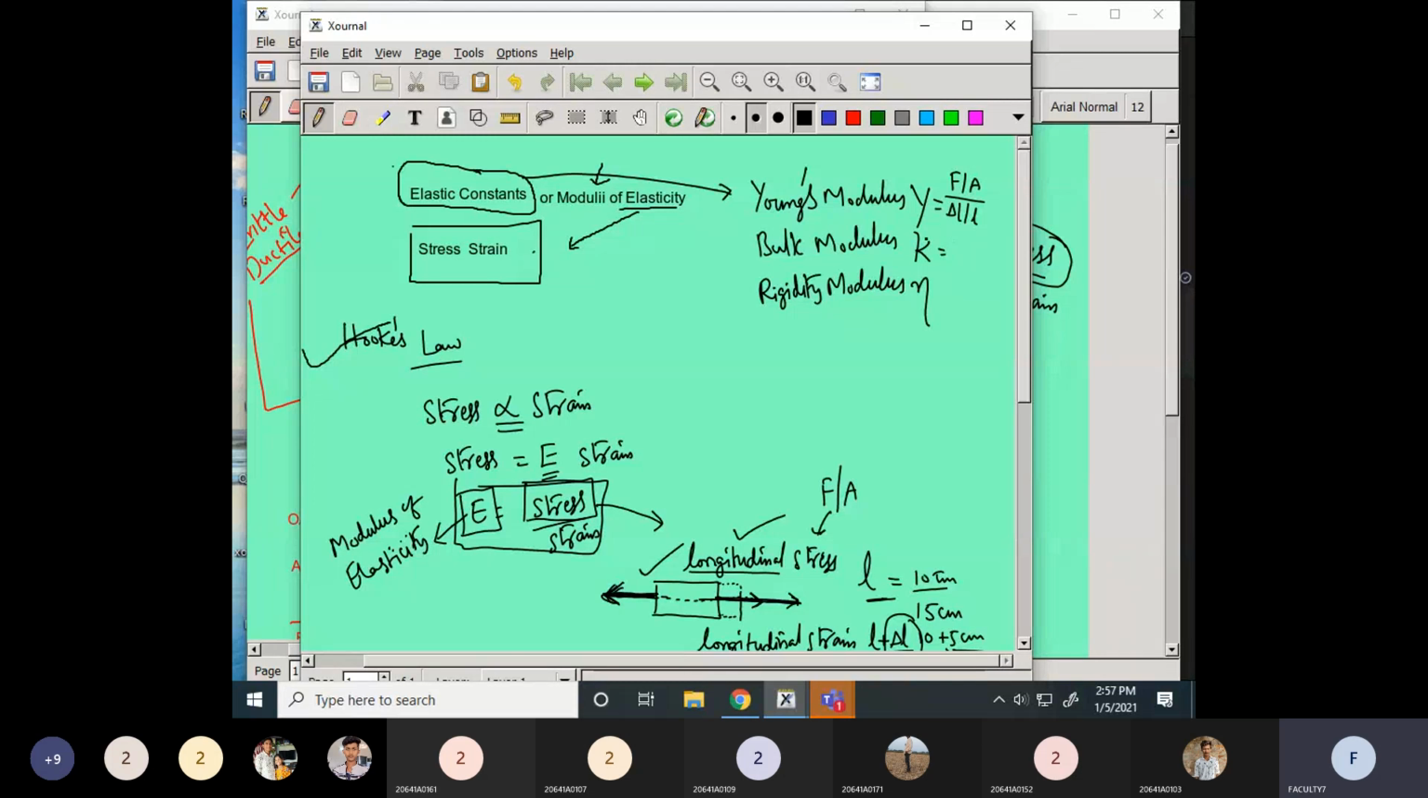Now here, regarding bulk modulus, you will consider the volume. So stress is force applied per unit area, and here the volumetric change or the strain is delta V by V. And here again force per unit area and change in the value due to the shearing by the original. So these were the three moduli depending on the different types of stress and the strain experienced by the material.